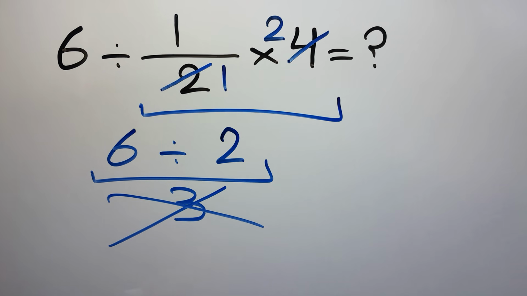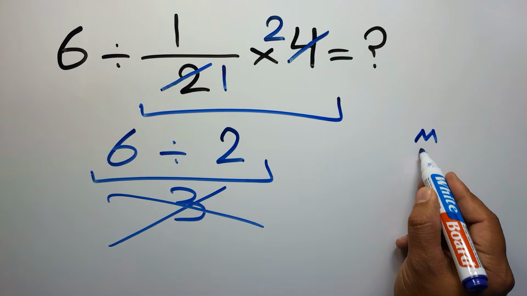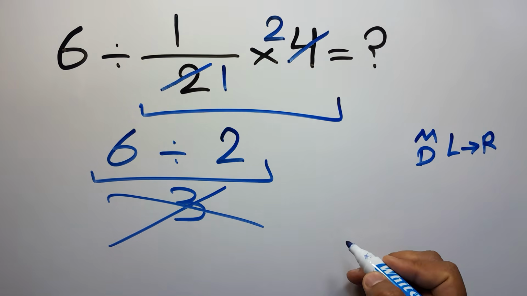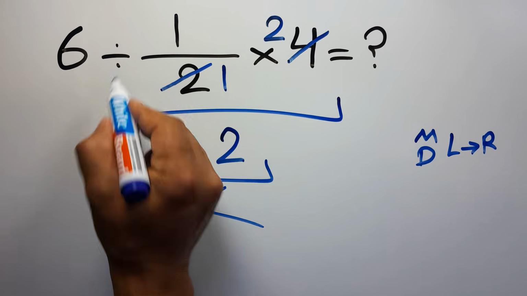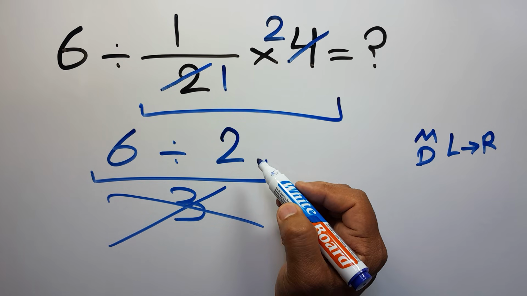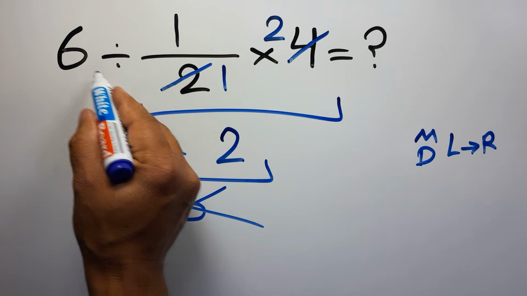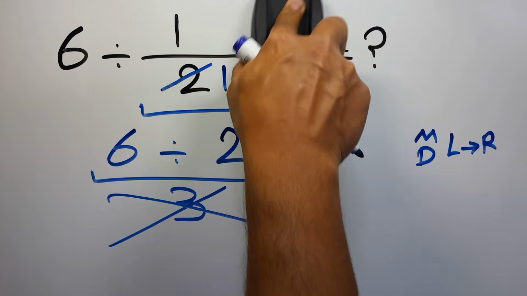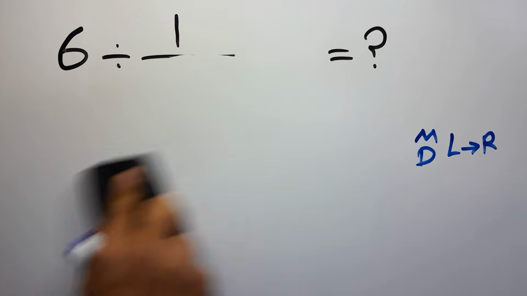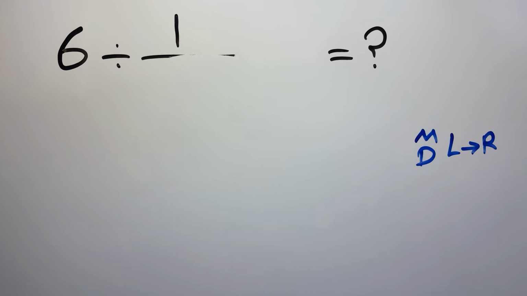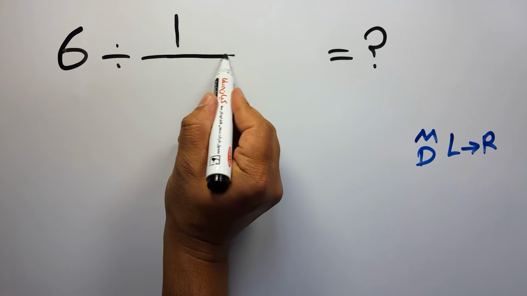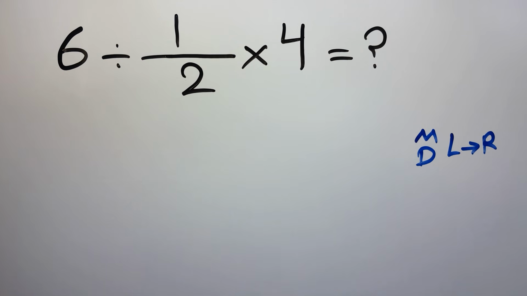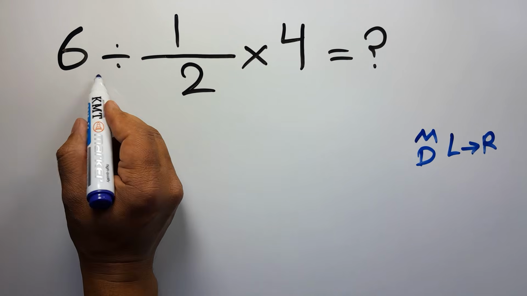Because according to the order of operations, multiplication and division have equal priority. And we have to work from left to right. So here, first we have to do this division, then this multiplication. If we do this multiplication before this division, it is wrong. So first we have to do this division.